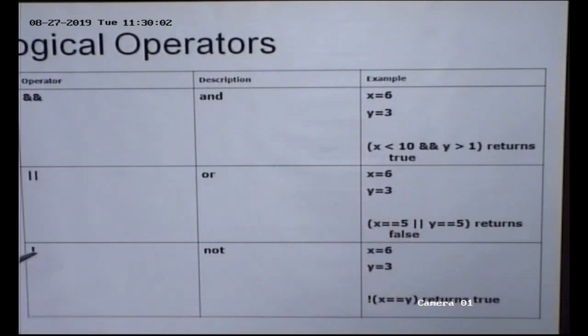Next example is the not operator. See here, it is denoted using an exclamation mark. It denotes the not operator, and it should be declared before the condition. See here, x equal to 6 and y is equal to 3. 6 is equal to 3, the condition is what? False. So what happened? You are using the not operator. If it is false, then the not operator returns the inverse. False means it will return true. If it is true, it returns false. That is the use of logical operator.